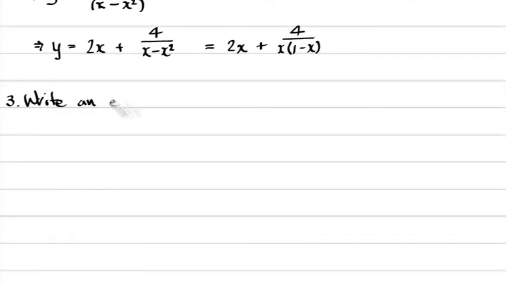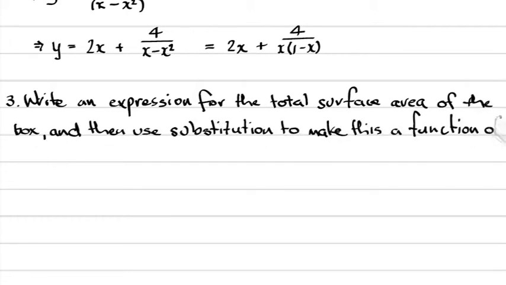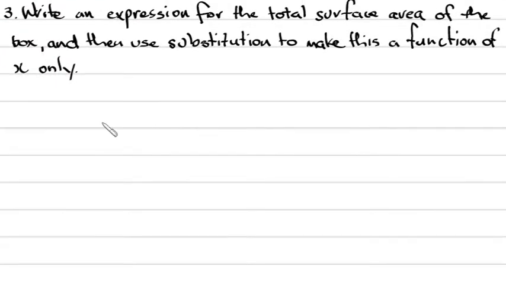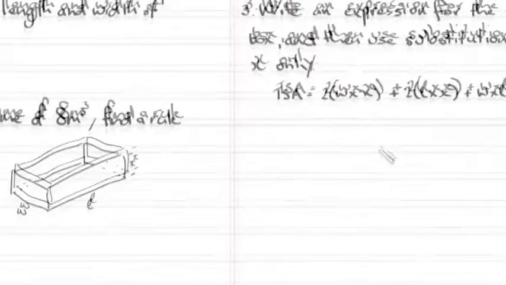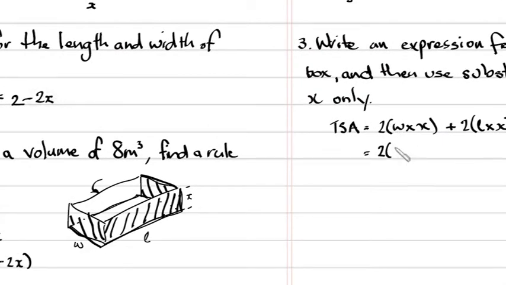Part 3 of the question now asks us to write an expression for the total surface area of the box, and then use substitution to make this a function of X only. Well, the total surface area is the outside surface area. It doesn't include the inside surface area, so it's just focusing on the outside surface area here. And the total surface area, if we look back at our diagram, is 2 lots of W times X plus 2 lots of L by X plus W by L, the area of the base.